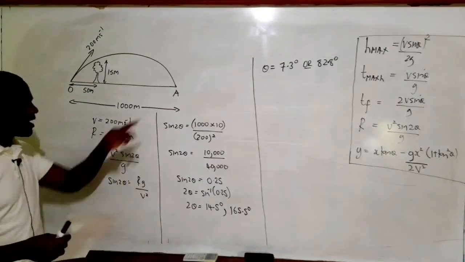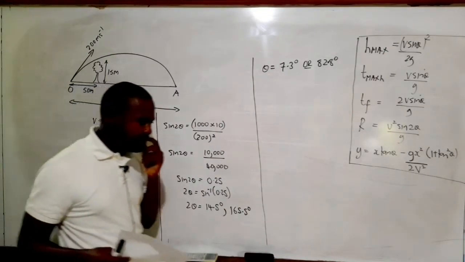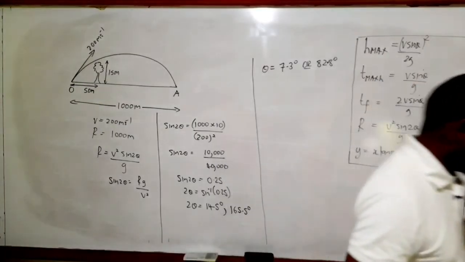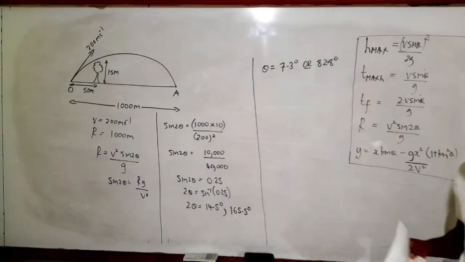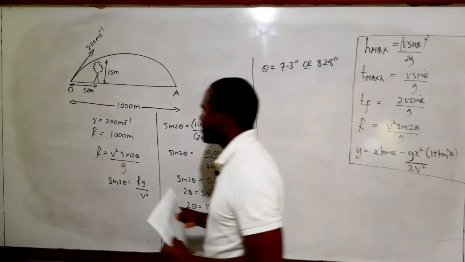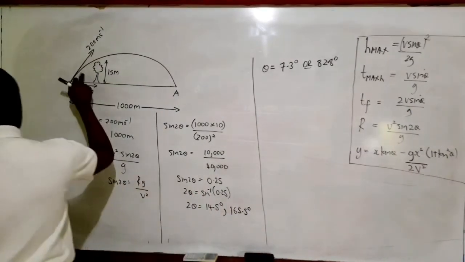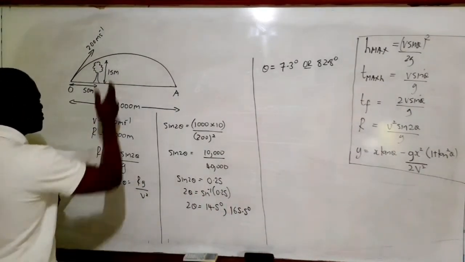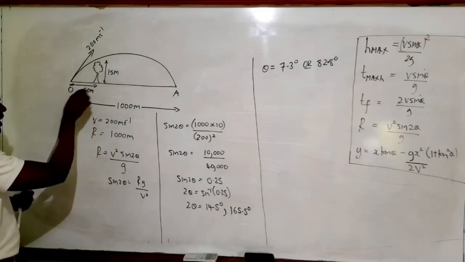Now, how do we know which of them is the preferred angle, or the angle which will actually escape the tree? Now let's examine what is happening here with the tree. So the tree is 15 meters tall, and it is 50 meters away from the point of projection.